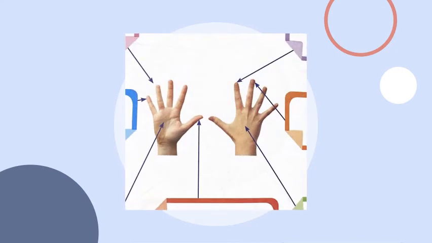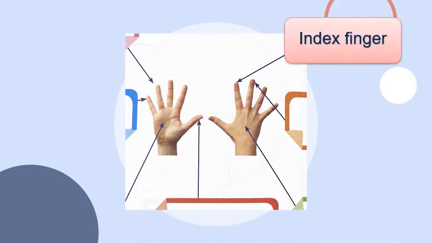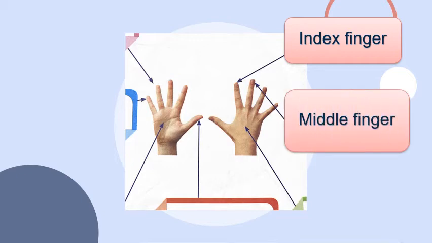And lastly, let's talk about the components of our hands. Look at your hand. You have 10 fingers, right? Yes, and all of these fingers have their names. First we have index finger. Index finger. This is usually used when we are pointing. Next, we have middle finger.